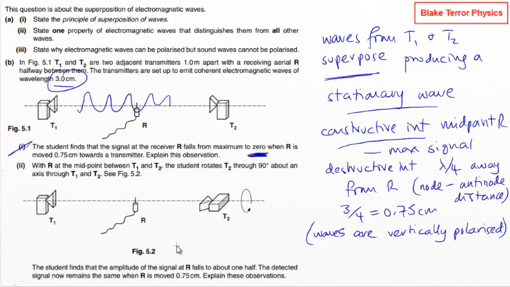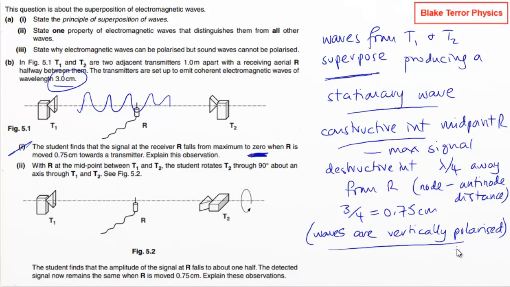With R at the midpoint between T1 and T2, the student rotates T2 through 90 degrees. Okay, right, so just flip that one round. The student finds that the amplitude of the signal at R falls to about a half. The detected signal now remains the same when R is moved 0.75 centimeters. Right, explain these. Well, I've used up all my space already for writing this out.